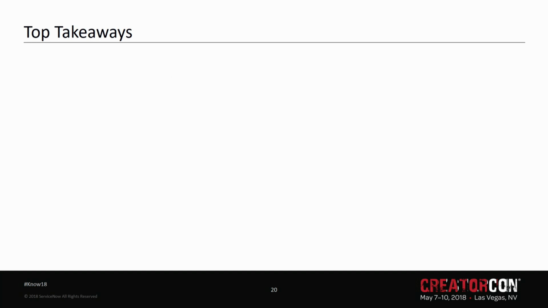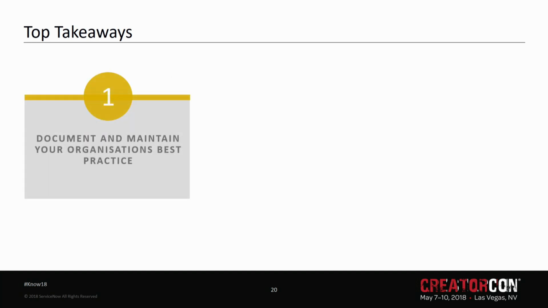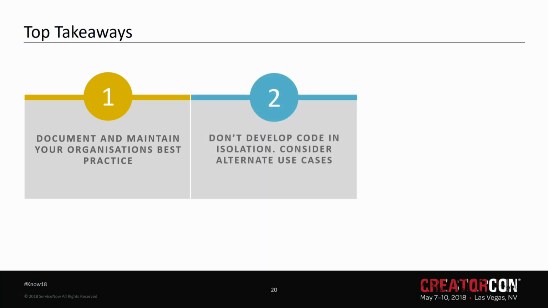So the top takeaways. Document and maintain your own organization's best practice. Don't develop your code in isolation. You don't know what your peers are doing. You don't know how your requirements might change. And you don't know where the development is going to go in the future.